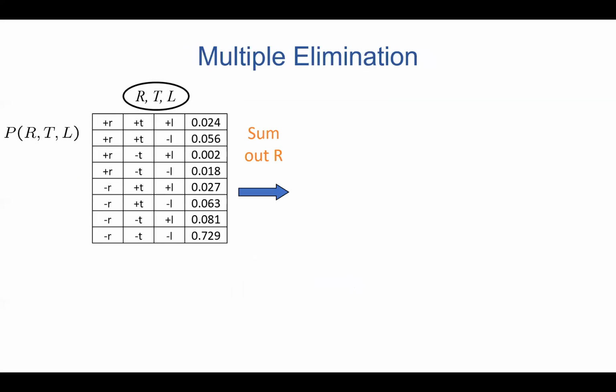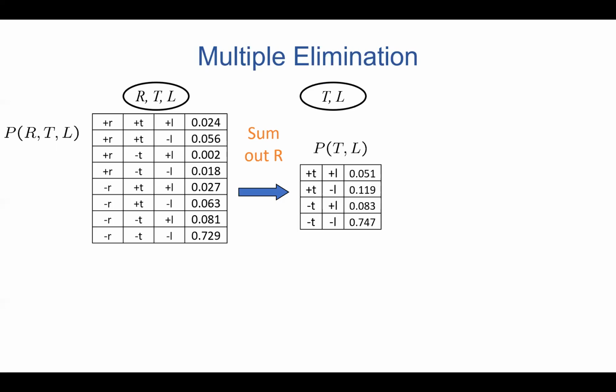So then we can do multiple eliminations. If you have the giant joint distribution P of R, T, and L, sum out over R, which is going to be 4 entries now: plus T plus L, plus T minus L, minus T plus L, minus T minus L. We will simply sum out over R. So here it is going to be plus T plus L.